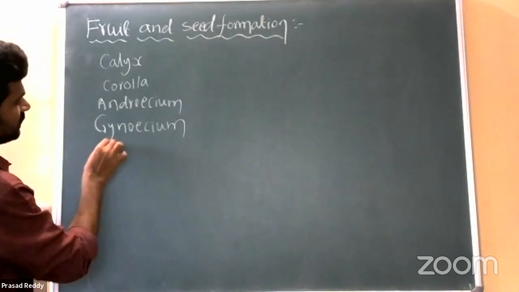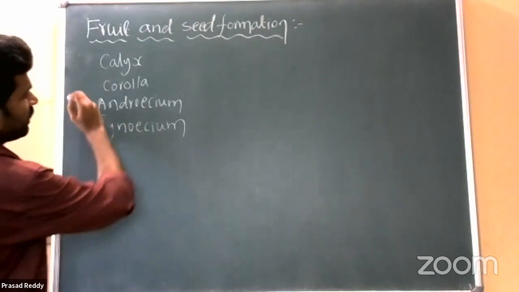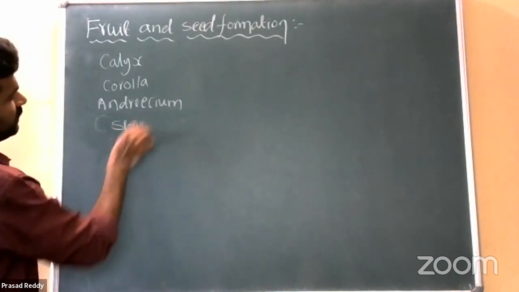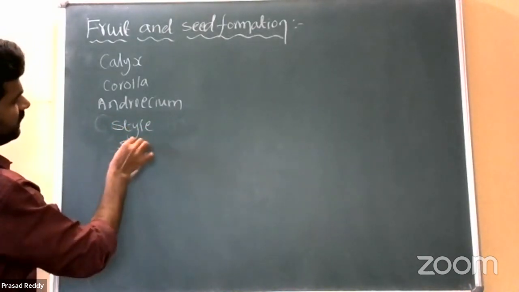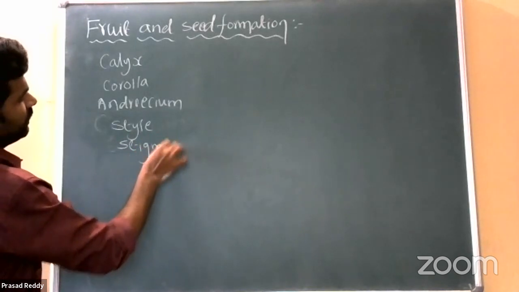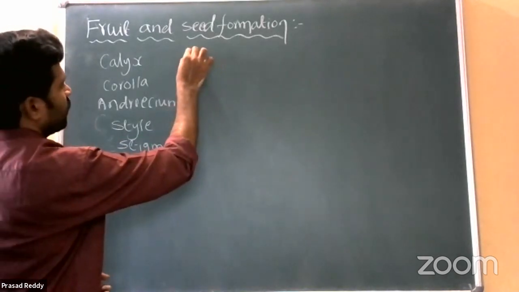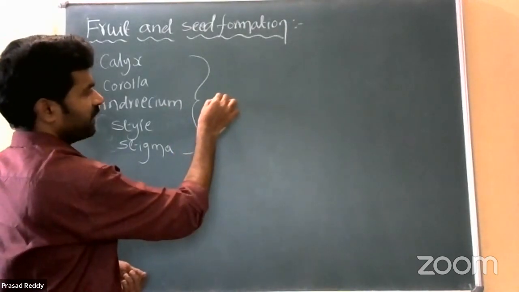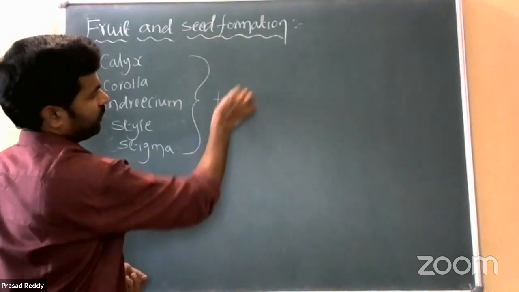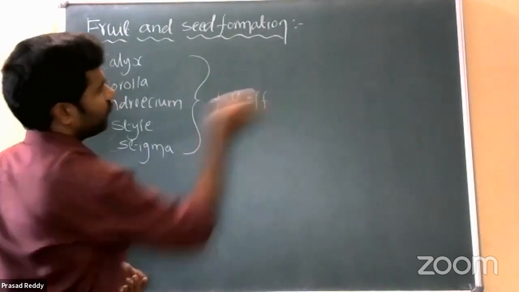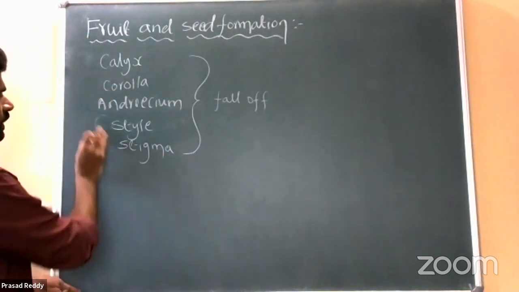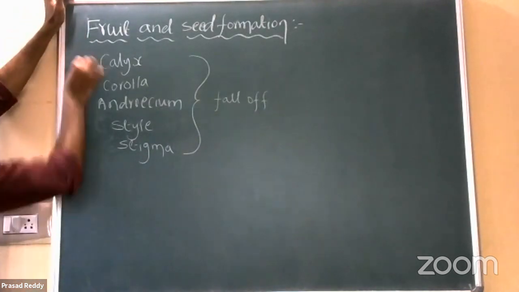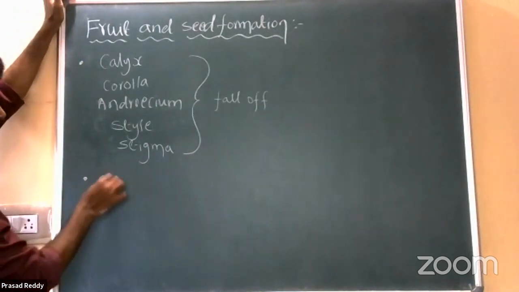Then style, sorry, not the complete gynoecium, just style and stigma. Calyx, corolla, androecium, style and stigma wither away or fall off. Am I right? But in some plants, calyx remains persistent.